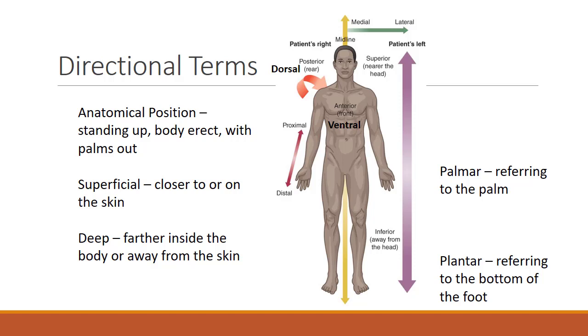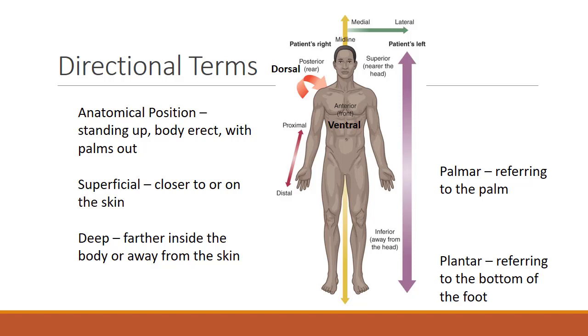And then we have the opposite of posterior, which is anterior, and we see that listed on the patient's chest here. We also see ventral, which is the opposite of dorsal. So we have front and rear, or anterior and posterior, or ventral and dorsal. All of these are correct, but most of the time you will be using anterior and posterior for these terms.